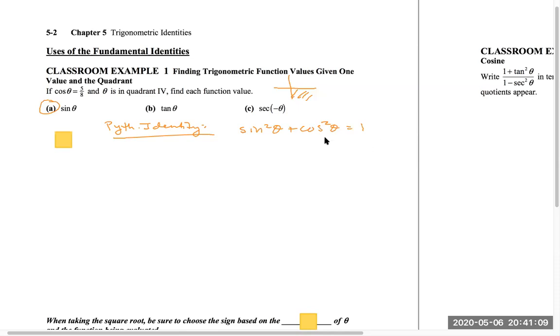Now we could plug in and back solve, but if you know that you're looking for sine, it might help you, especially for the future sections we're going to do for chapter 5, to be able to manipulate to get sine theta alone. So first thing we're going to do is subtract cosine squared theta from both sides. We have sine squared theta equals 1 minus cosine squared theta. And then in the next step, we're going to take the square root of both sides. And when we do that, we have to remember that there's going to be a plus minus in front.